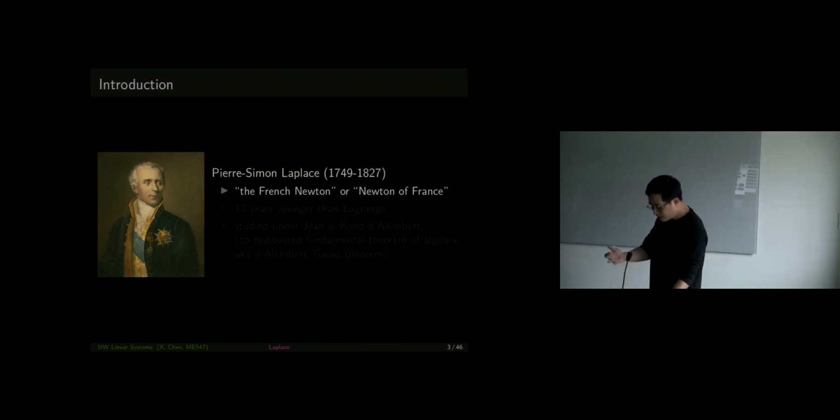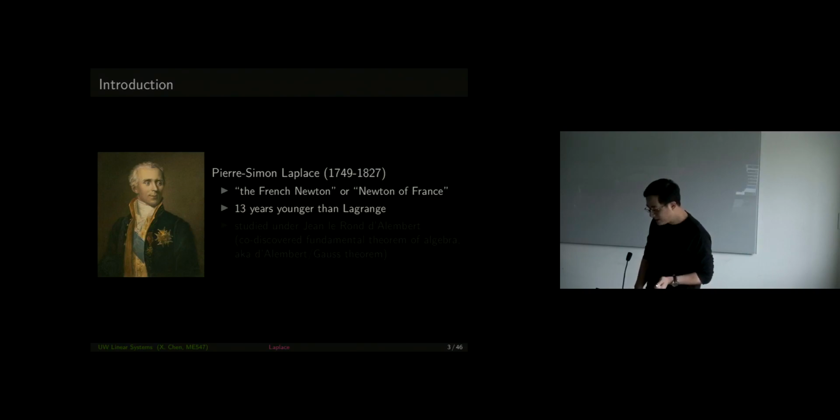Laplace transform was introduced by this French mathematician, Laplace. Laplace is actually very famous. He has done many other things besides Laplace transform. He is regarded as the French Newton or Newton of France. He's related to many other names. And two names that are interesting to observe: he is 17 years younger than Lagrange, who is a major person in many modeling processes.